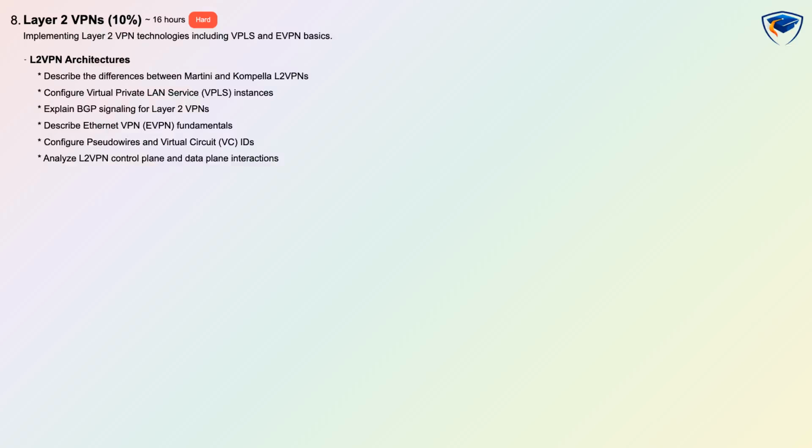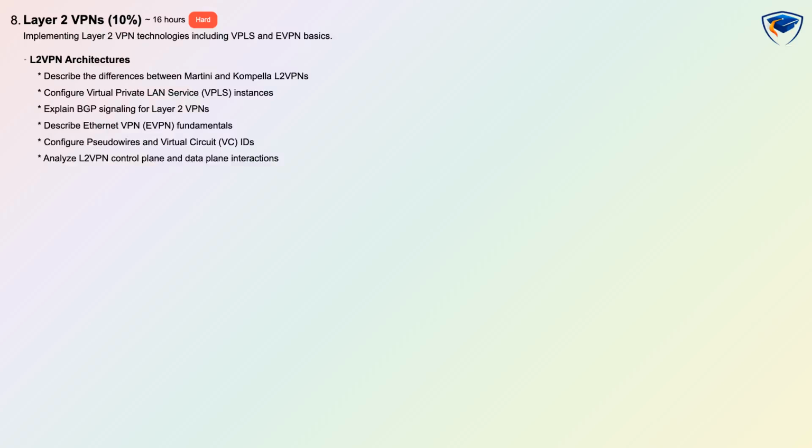Layer 2 VPNs are 10%, rated hard, with an estimated 16 hours and scenario-based assessment. You will study L2 VPN architectures and the differences between Martini and Kompella approaches, configure VPLS instances, and understand BGP signaling for Layer 2 VPNs. The syllabus includes EVPN fundamentals, pseudo-wire and VCID configuration, and analysis of control plane and data plane interactions for L2 services.